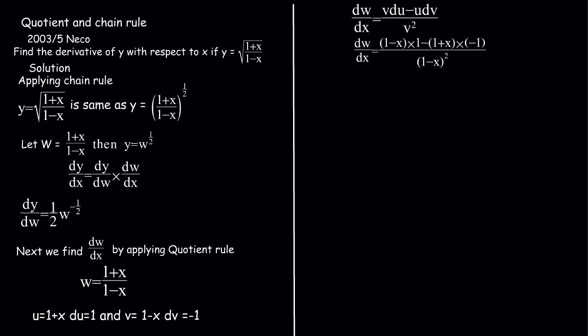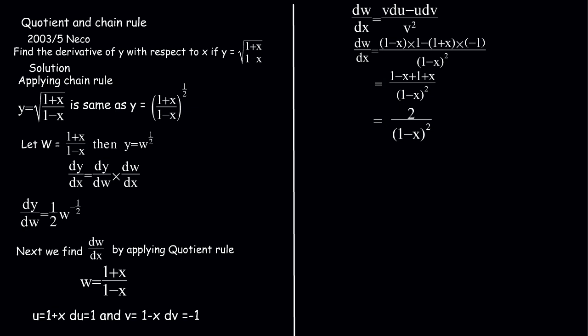Now, simplifying our numerator by expanding our bracket, (1 minus s) times 1 will give us 1 minus s, minus 1 times (1 plus s) will give us minus 1 plus s, divided by (1 minus s) raised to the power of 2. Now, simplifying our numerator, 1 minus s plus 1 plus s will be equal to 2 because minus s and plus s are going to cancel out. So we are left with 2 divided by (1 minus s) squared. So our dw over ds is equal to 2 over (1 minus s) squared.